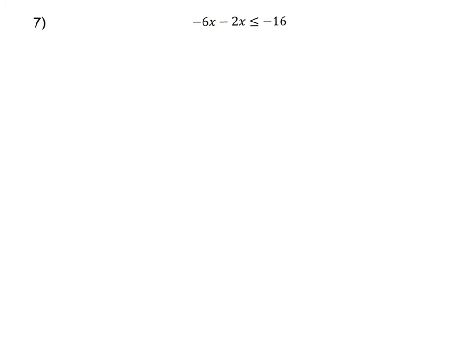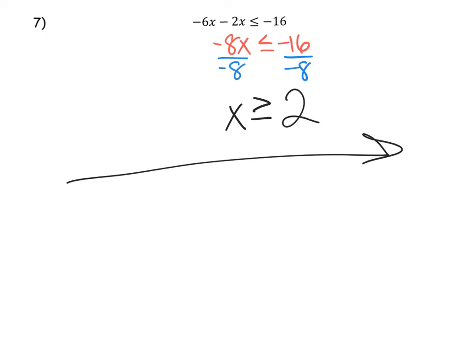Ooh, number 7. Do it with the people at your table. Okay, what is a -6x minus a 2x? -8x. Less than or equal to -16. And what do I do to solve for x? Divide by -8. Ding, ding. Divide by a negative. What happens? Flip the inequality. What is negative 16 divided by a negative 8? Positive 2.